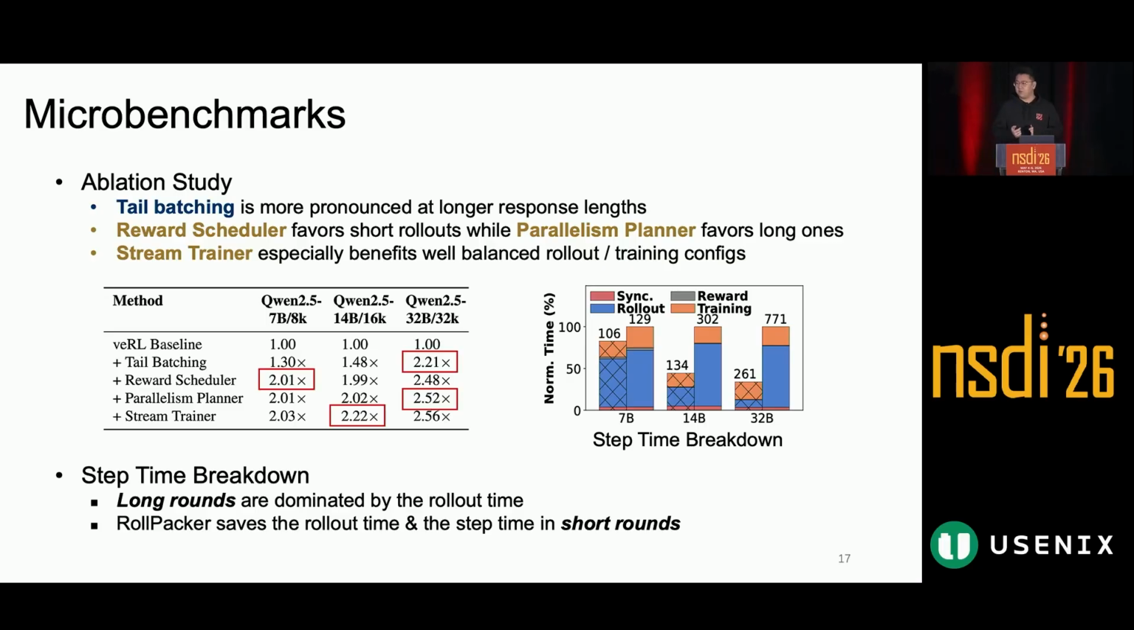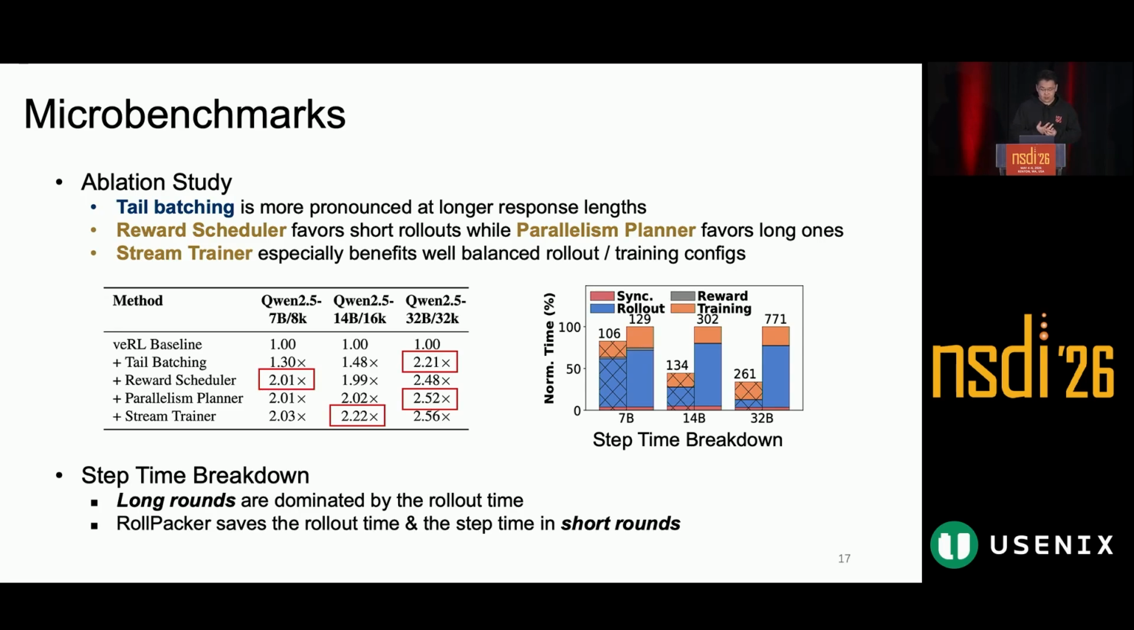So let's discuss the performance in more detail. In this table, we can see that tail batching is more pronounced for longer response lengths because with longer response lengths, the long tail distribution is more severe. The reward scheduler favors short rollouts, while it's still effective for long sequences. The parallelism planner, however, favors long ones with larger model sizes because they introduce more KV cache pressure. The stream trainer especially benefits well-balanced rollout and training configs. In this case, it's like the Qwen 2.5 14 billion model with the 16K response length scenario.